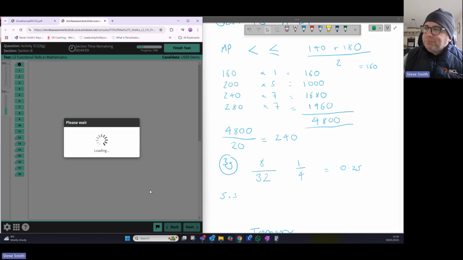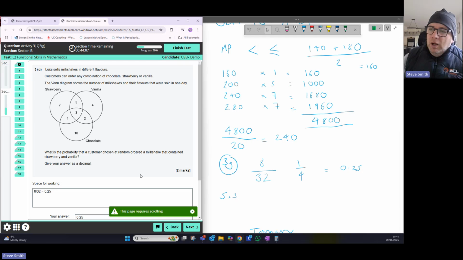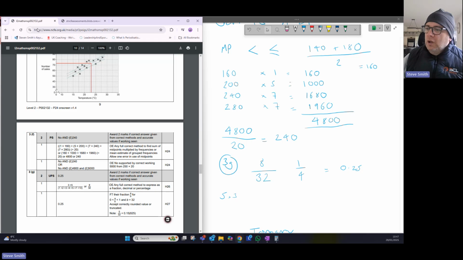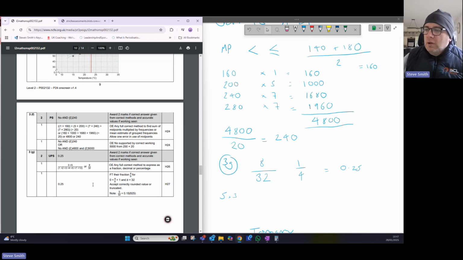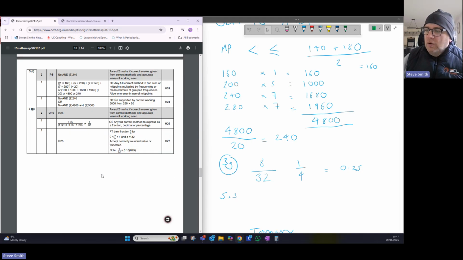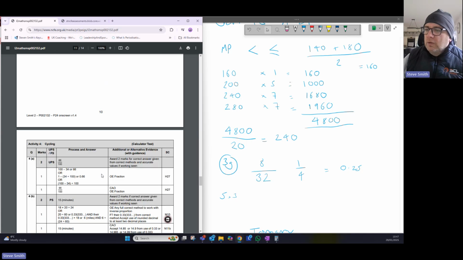Next question, we're saying about the ice creams. So which one was it? We have to put it as a decimal. We said 0.25 and they said 0.25. Have they given you anything else? No, they're giving you 2 marks for showing where you got your numbers from. So we said 32 was the denominator, 8 was the numerator. So they've got the same as us.